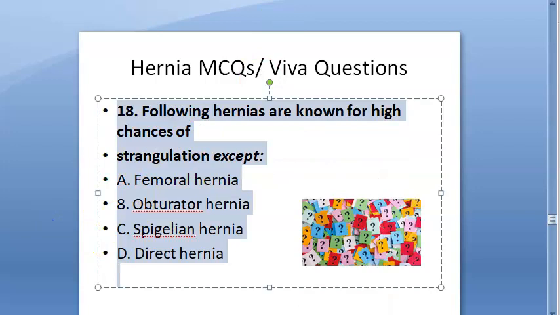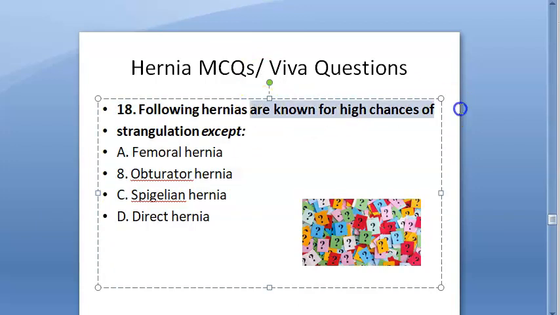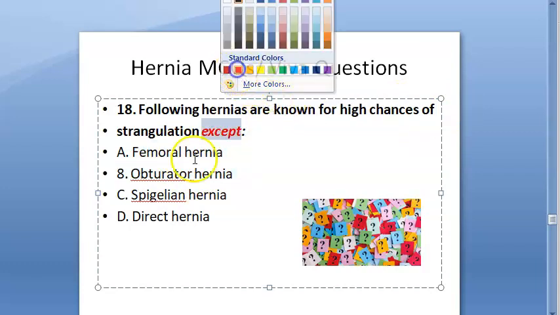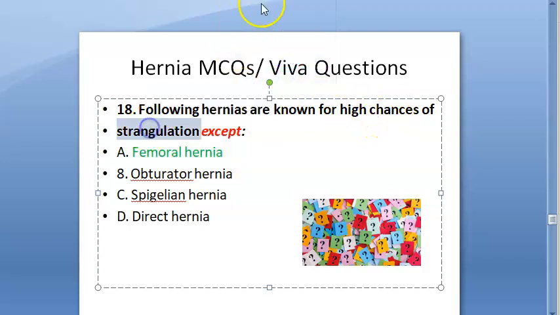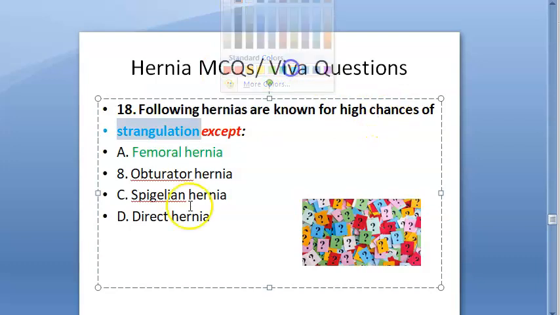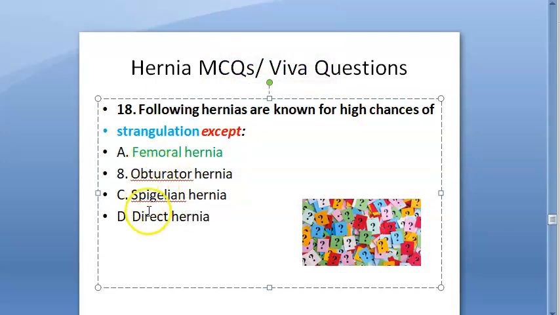Let's go to the 18th question, guys. Following hernias are known for high chances of strangulation, except. We already told you this. Femoral hernia is prone to strangulation. Right, femoral hernia is prone to strangulation. So the question is all about strangulation. So femoral hernia strangulation can be there.